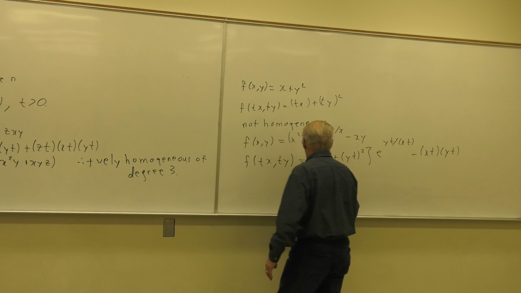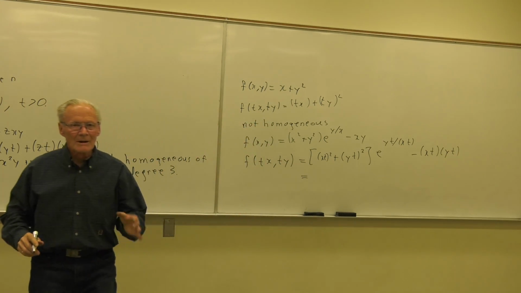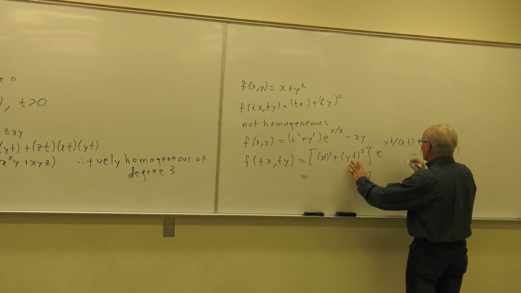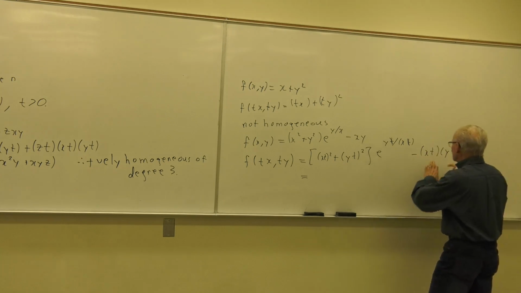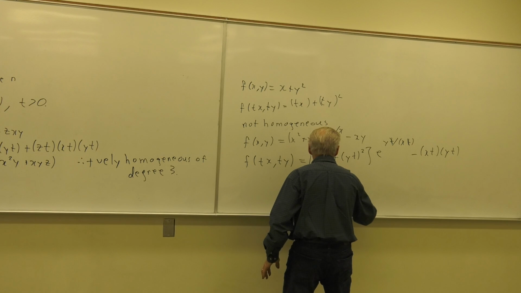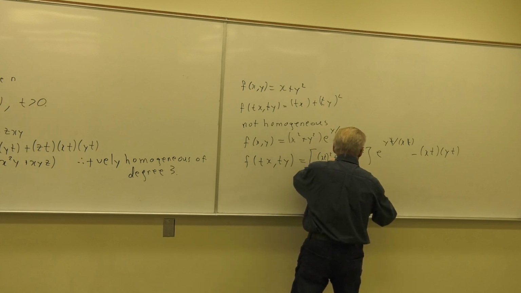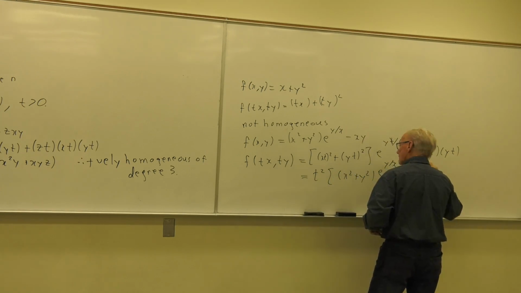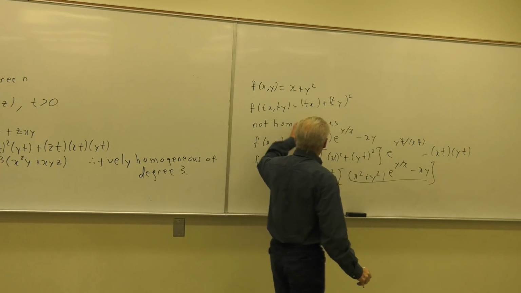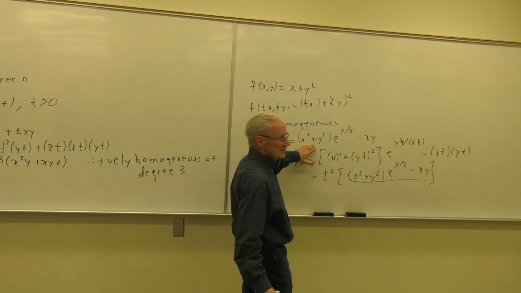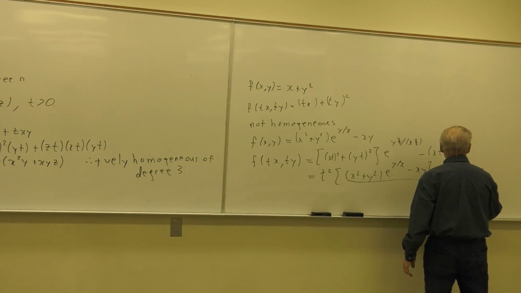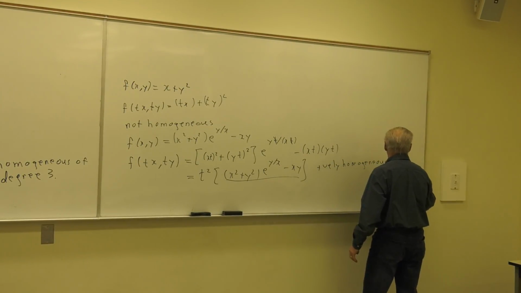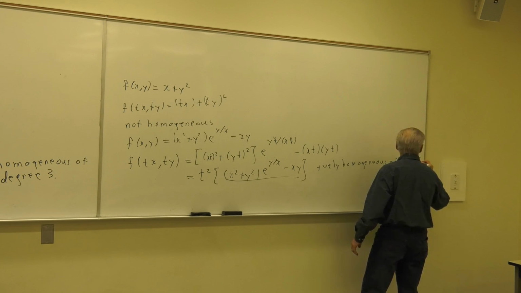And now you ask, does a common power of t factor out of every term? Out of here comes a t squared. Out of here comes a t squared. These t's cancel. Out of here comes a t squared. Looking pretty good. Factor of t squared then. You get here x squared, here y squared. We cancel e to the y divided by x. And then we get minus xy. Is this the original function? The original function was this one. The answer is yes. So this one is positively homogeneous of degree 2.